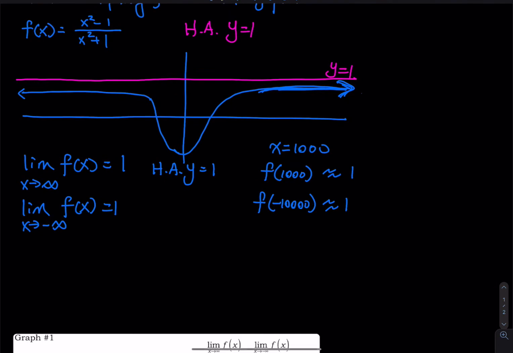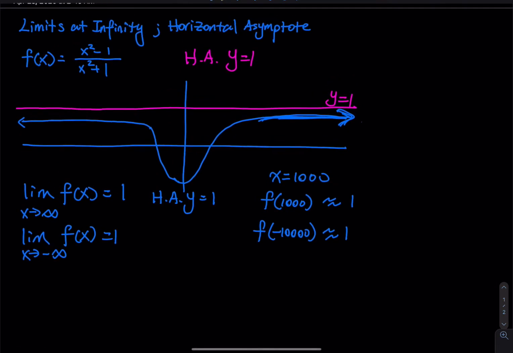You have x squared minus 1 divided by x squared plus 1. What you have to look at is the leading degree. What is the leading degree? The leading degree is the highest degree. So look at the numerator, look at the denominator. Find the highest degree. For this one, the highest degree is 2, and for this one, the highest degree is also 2.